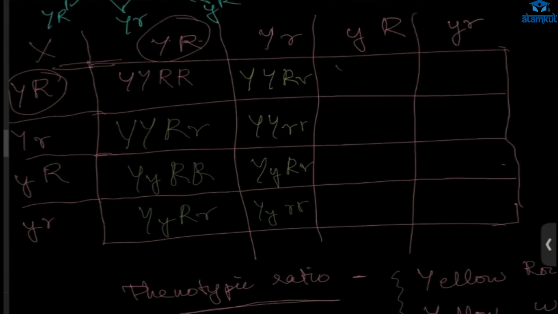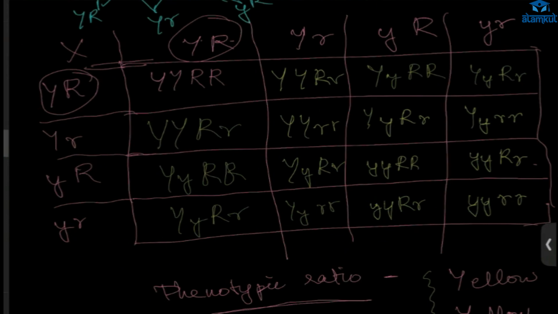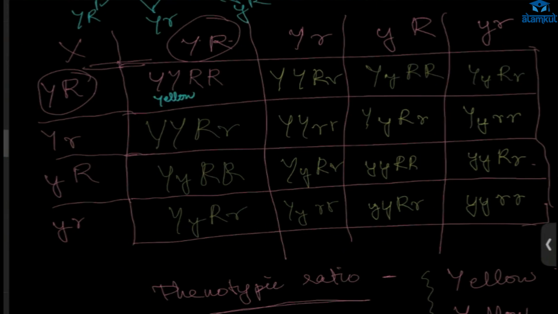Now we have written all the genotypes. Now let's find phenotypes. Here we go. So what is this? Yellow round. And what about this one? Yellow round. Then what about this one? Yellow round. What about this one? Yellow round. What about this one? Yellow round. I got 9 yellow round.